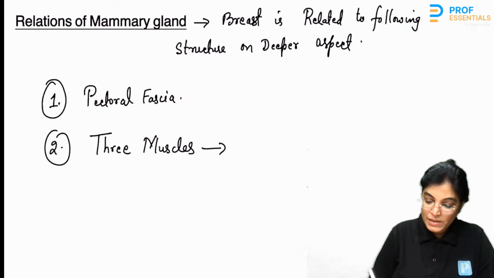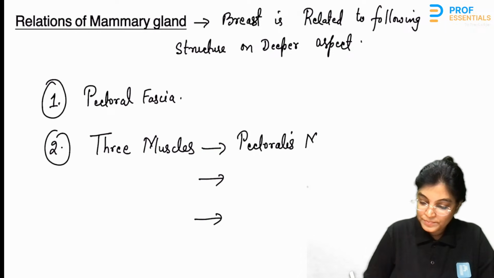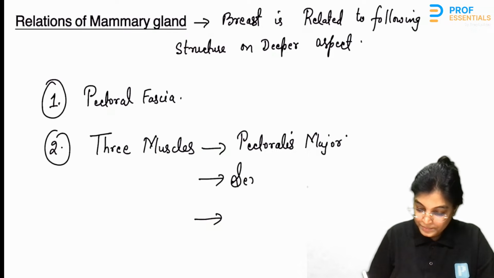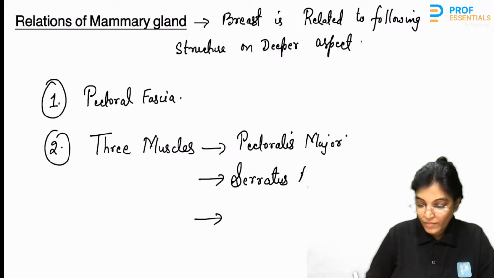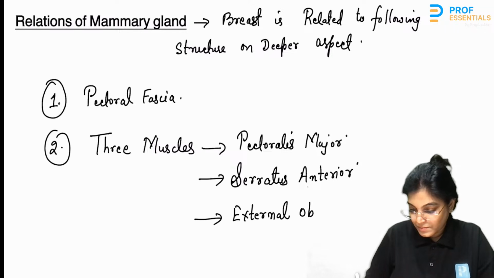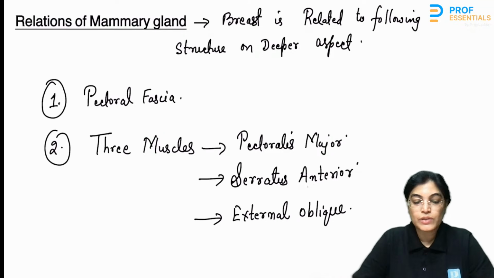What is the name of these muscles? So please write down the names of these muscles: pectoralis major, serratus anterior, and external oblique muscle. Got it? So we have got all these structures in relation.